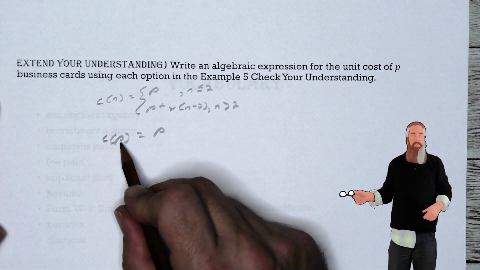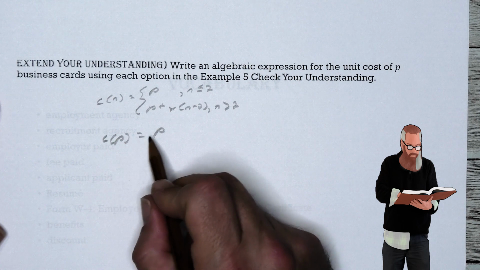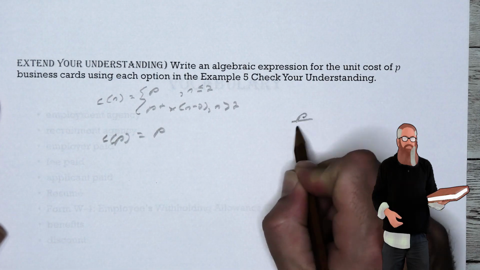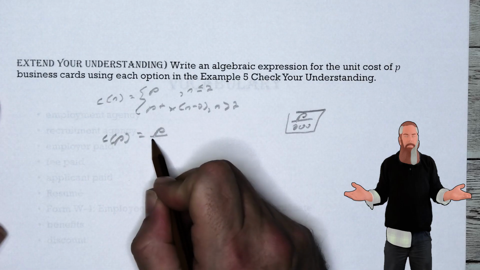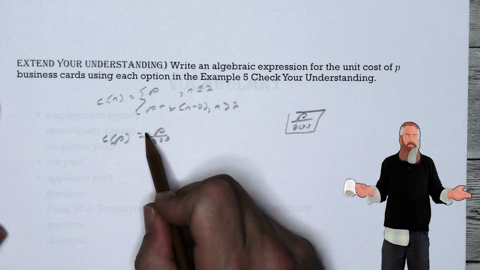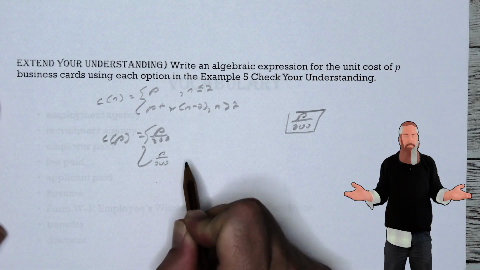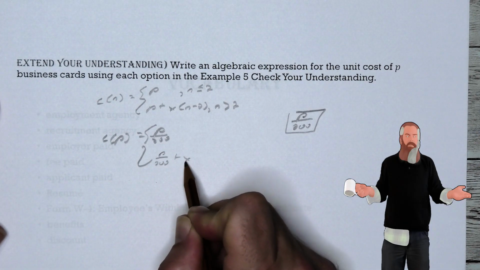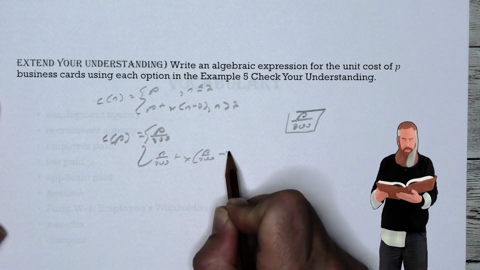Now, this doesn't seem to make sense because if we were printing, say, 200 cards in this example, we would be looking at P divided by 200 as that number. So the cost would be P divided by 200. So in the second one, we would have P divided by 200 plus X times P divided by 200 minus 2.